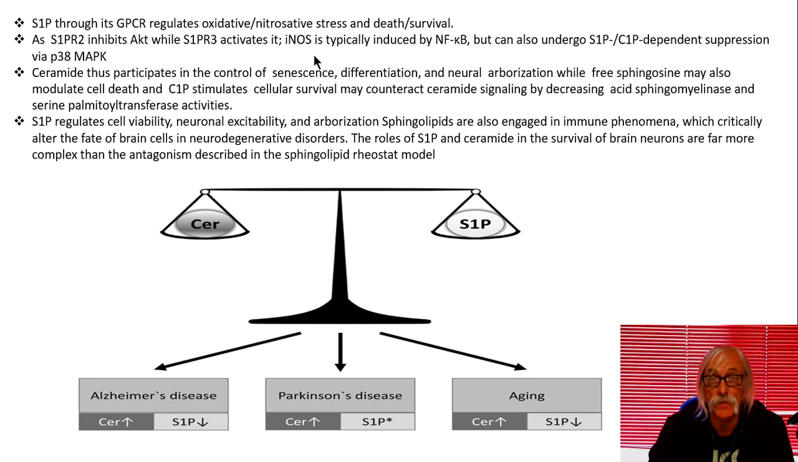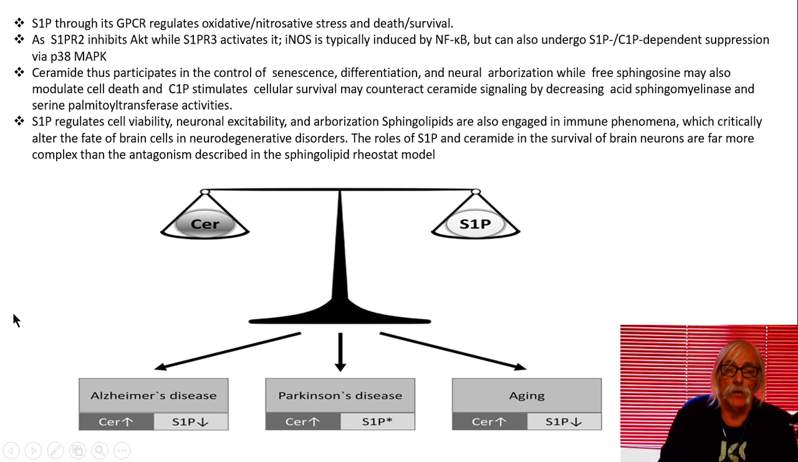Sphingolipids are also engaged in immune phenomena, which critically alter the fate of brain cells, such as with microglial activation in glioblastoma, one disease we've probably all heard of and some of us know very intimately, and other neurodegenerative disorders, such as we're talking about today, Alzheimer's disease, Parkinson's disease, Lewy body dementia, frontal dementia, things like that. The roles of sphingosine 1-phosphate and ceramide in the survival of brain neurons are far more complex than the antagonism described in the sphingolipid rheostat model you see here. Okay, that's what I'm going to tell you today.